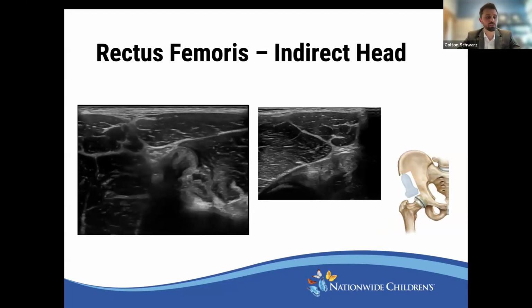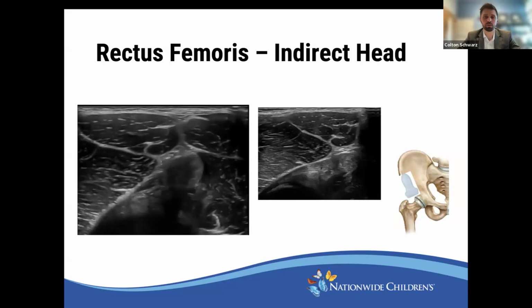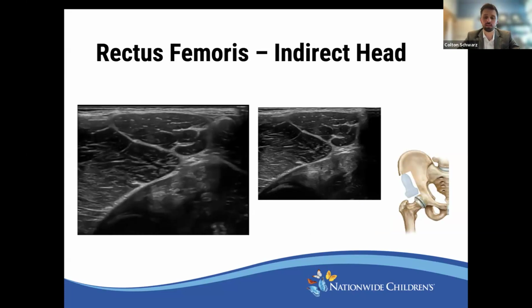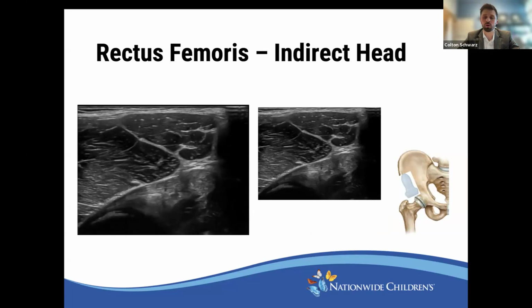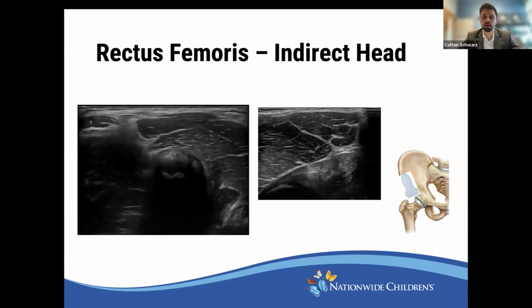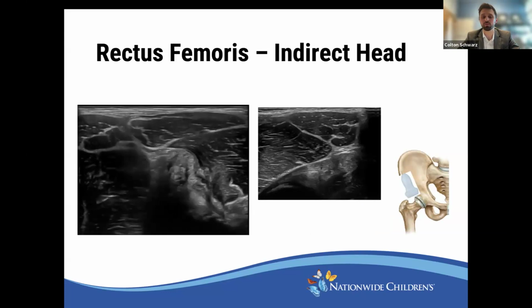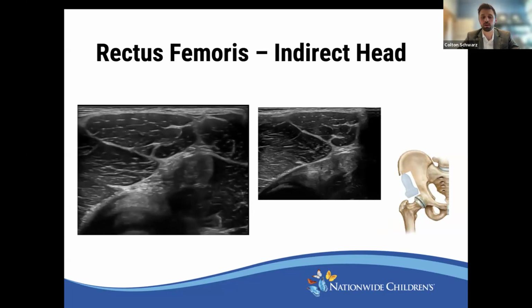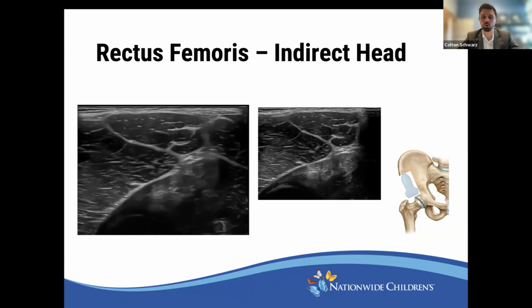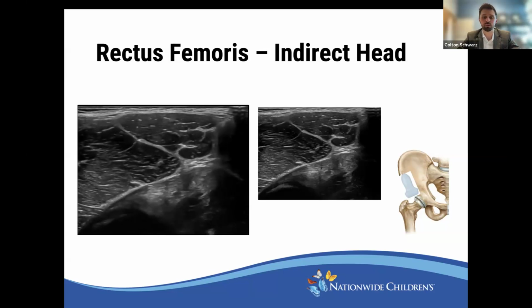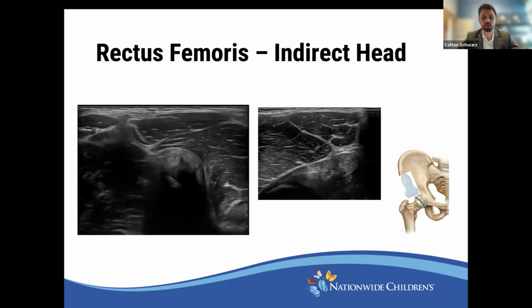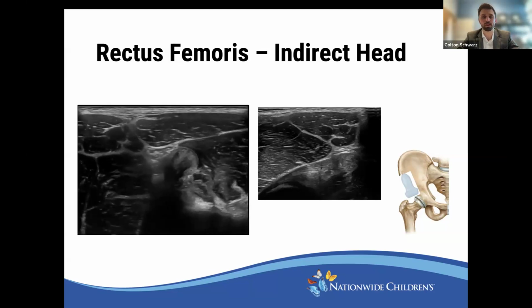All right, and then to take a look at the indirect head, this can be a pretty difficult structure to visualize. One technique you can use is starting in the short axis along the AIIS and sliding proximally until you see that shadow. And then you'll slide that transducer a little lateral and rotate it so you're more of an axial oblique plane. In our patient, you can see a nice clearly defined fibrillar indirect head of the rectus without any abnormal echogenicity.